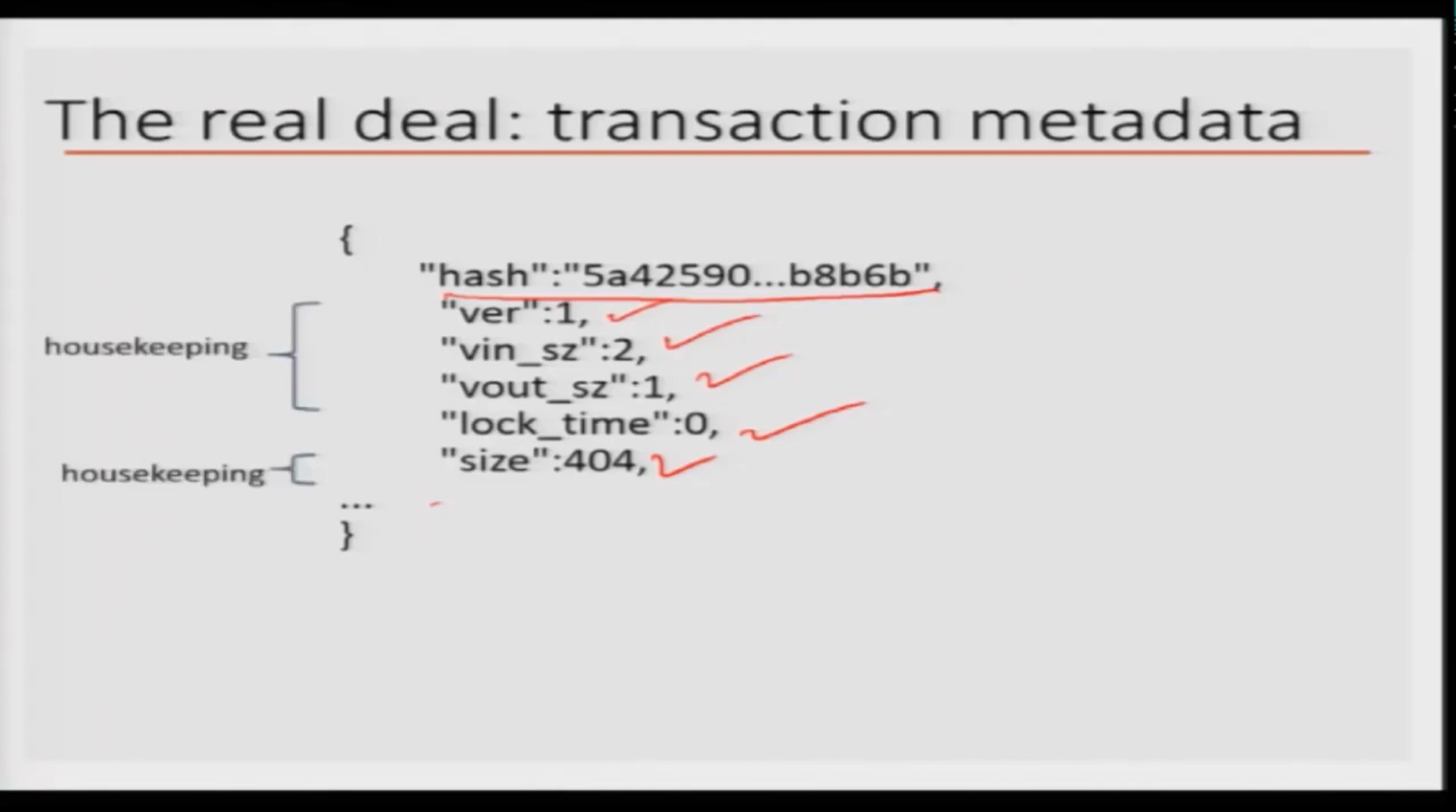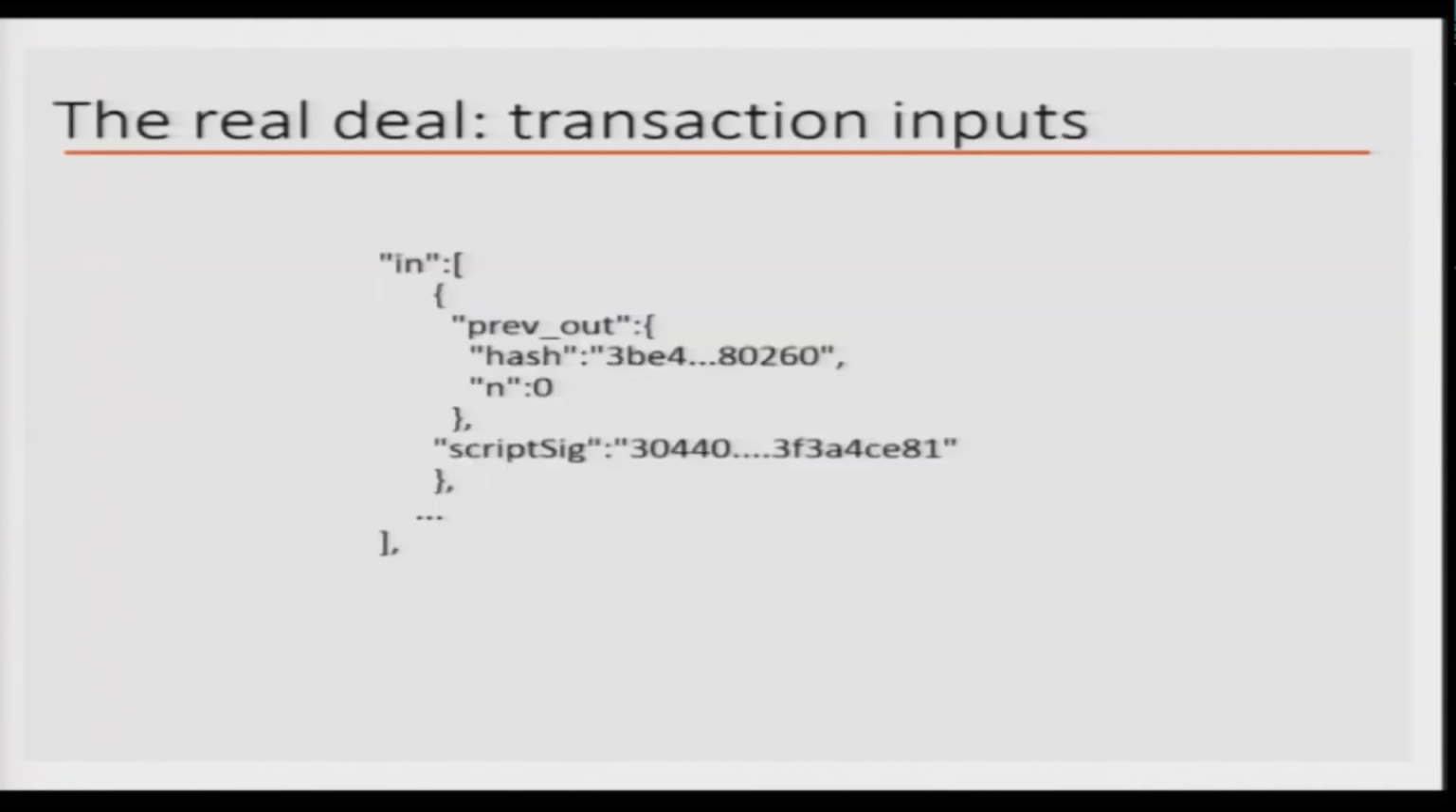This is housekeeping information, and this is the transaction hash, and lock time tells you when the transaction becomes valid. 0 means it becomes valid immediately. The input looks like this. So, you have the previous output transaction's hash here, and then this is the index of the output of the transaction, and here is the signature, and we will see what that means. This is actually a public key, and this is a script that we will understand in a little bit.